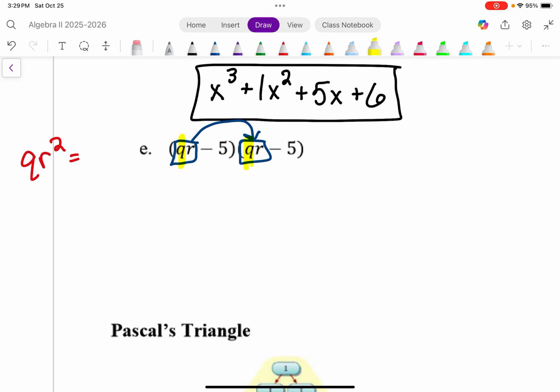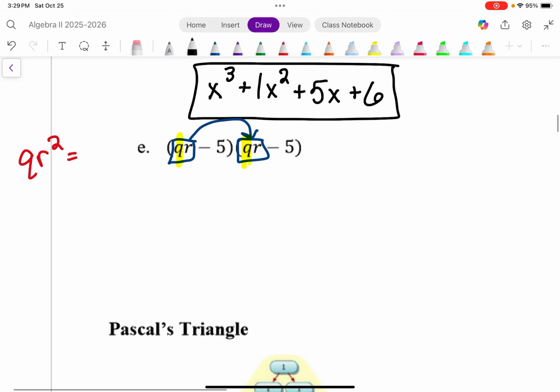variable together. So we're going to multiply Q times Q, which is Q squared. And then we're going to multiply r times r, and that's going to become r squared. So when you multiply those together, you're going to get q squared r squared, which is not the same thing as qr squared. So it's very important that you know the difference.